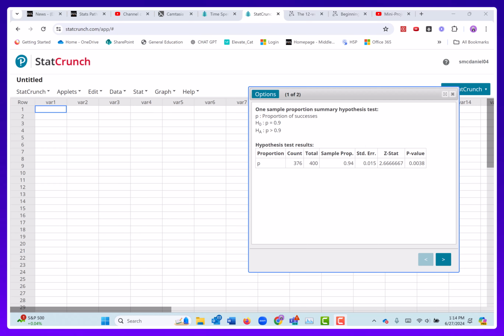Okay, so what is our test statistic? Our test statistic is z equals 2.67. How about the p-value? 0.0038. That's a pretty small p-value.